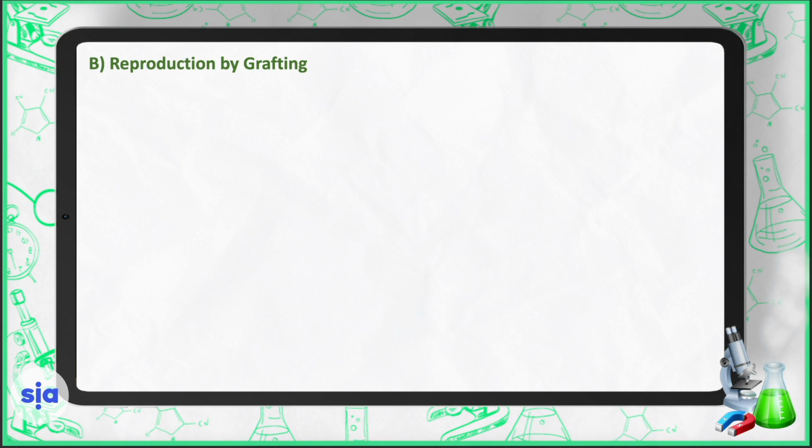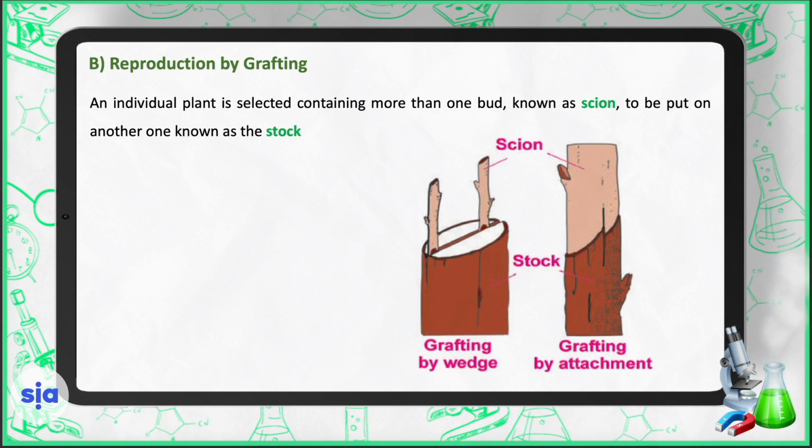Now, reproduction by grafting. An individual plant is selected containing more than one bud, known as scion. This is the scion, and these are scions too, to be put on another one known as the stalk. This is the stalk. So the below part is the stalk and the above part is the scion.